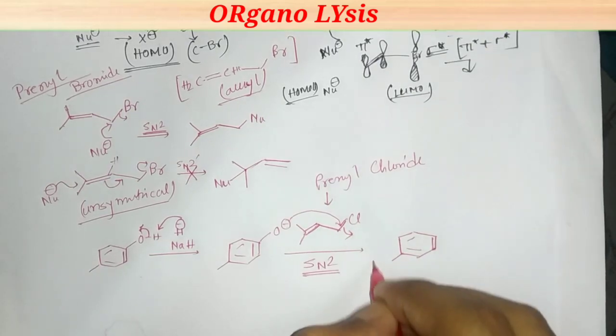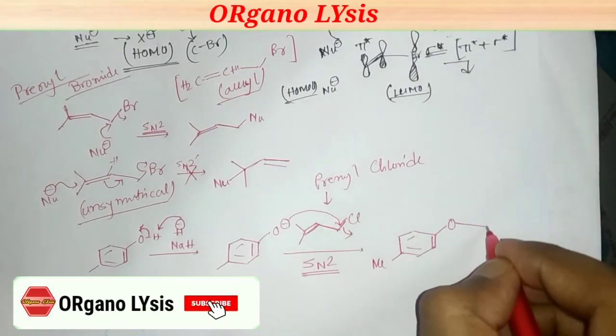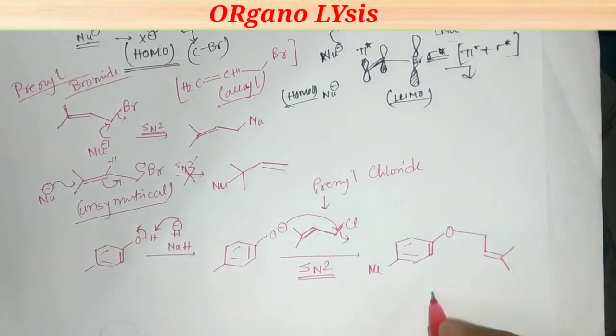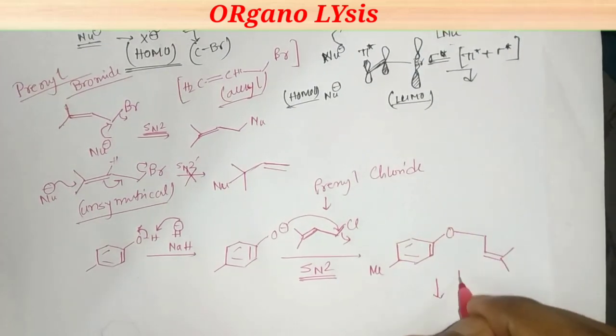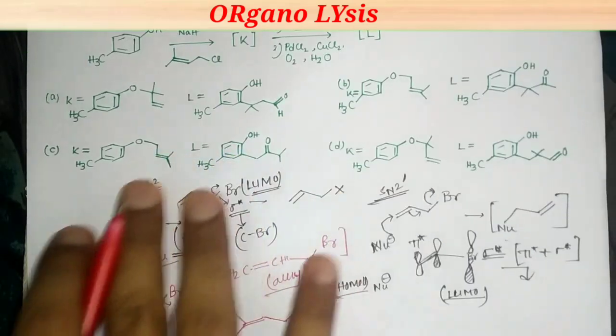Okay, so this is your methyl, this is your O, these bonds go over here. So this is your final product. Now this is your K. Okay, so find, from the given options, which is your K.